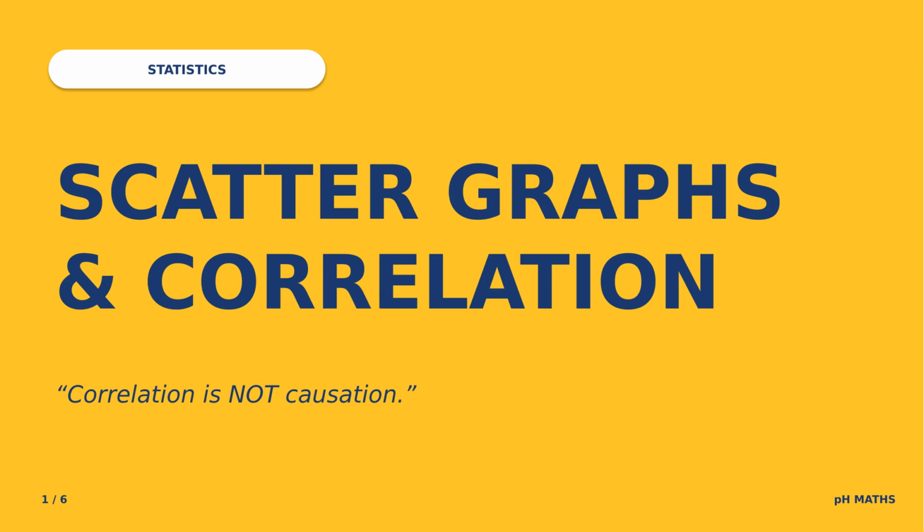Today's explainer is scatter graphs and correlation. Correlation tells you whether two variables move together, but it does not prove causation. By the end of this video, you'll know how to read the trend and avoid the classic logical trap.